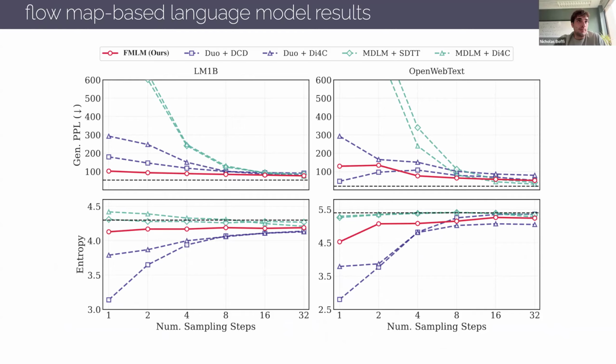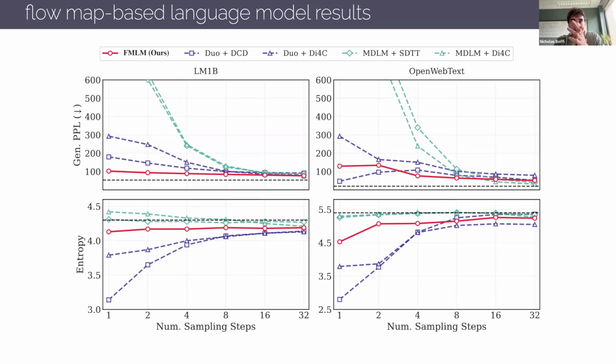So let's focus on LM1B in the left column. So what we see is that the entropy and the perplexity are kind of maintained across step counts, and they're sort of state of the art in comparison to the diffusion baselines. And then on the right side, on open web text, it's slightly more subtle. But what we find is that we have state of the art results across essentially all ranges. For the one-step flow map, we get a bit of collapse in entropy.